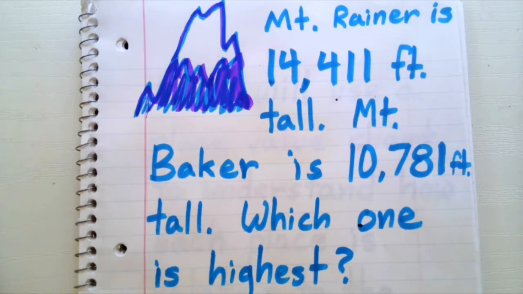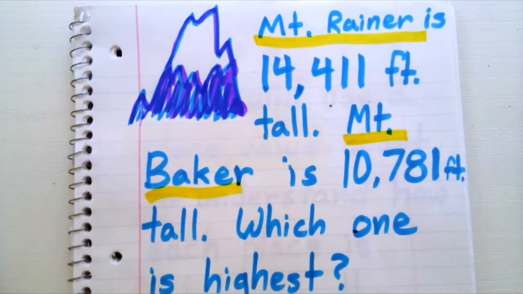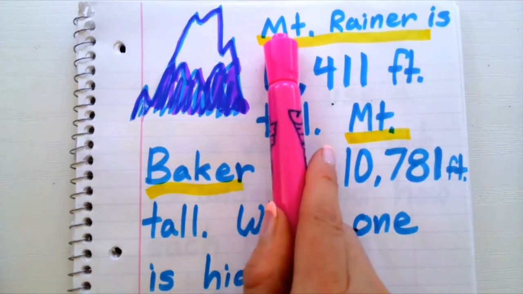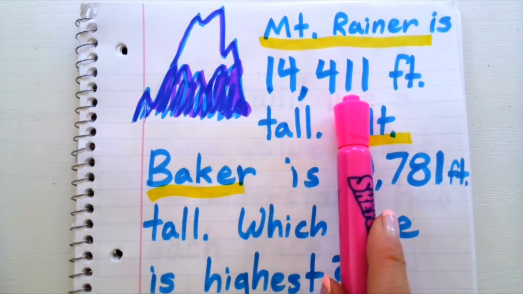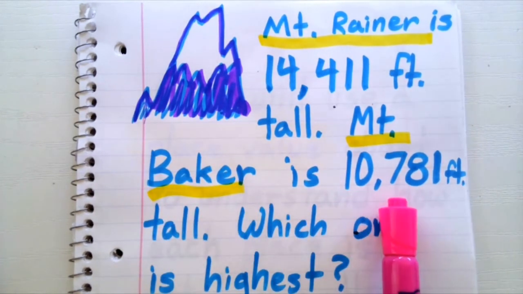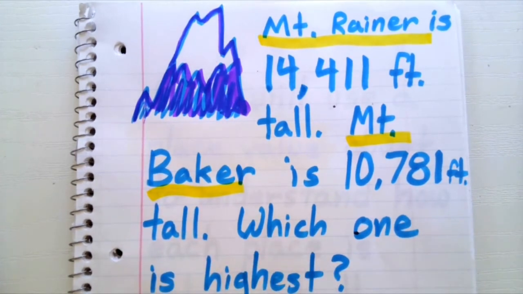What is this problem about? Right, it's about two mountains, Mount Rainier and Mount Baker. Now we're going to read it to determine what it is asking us to figure out. Let's read it one more time. Ready, begin. Mount Rainier is 14,411 feet tall. Mount Baker is 10,781 feet tall. Which one is highest? What is the question being asked?